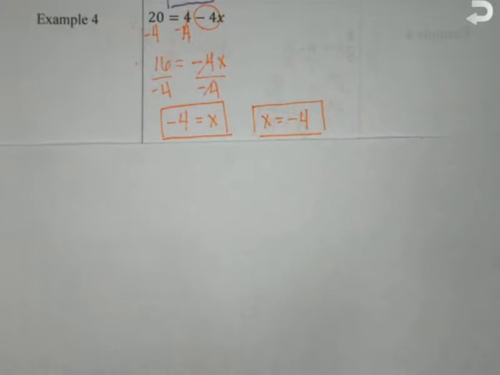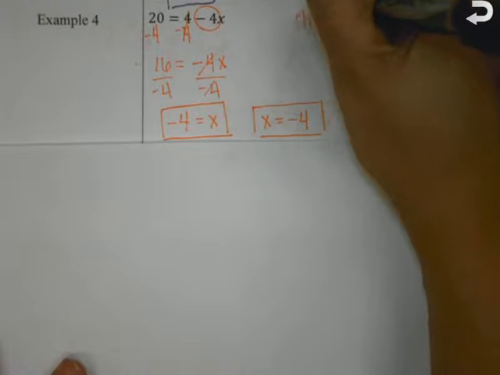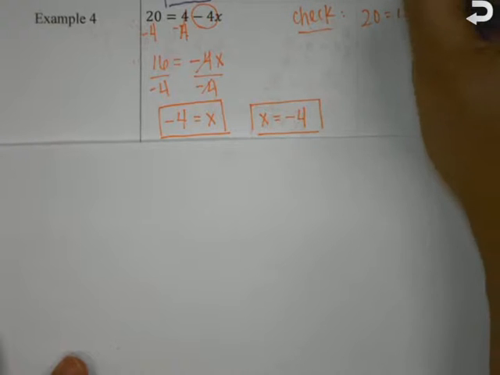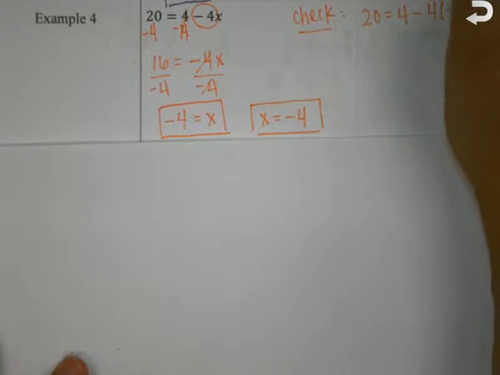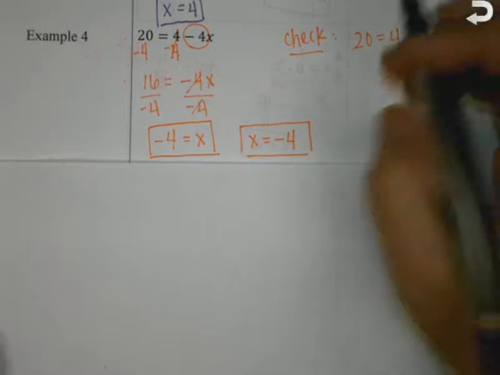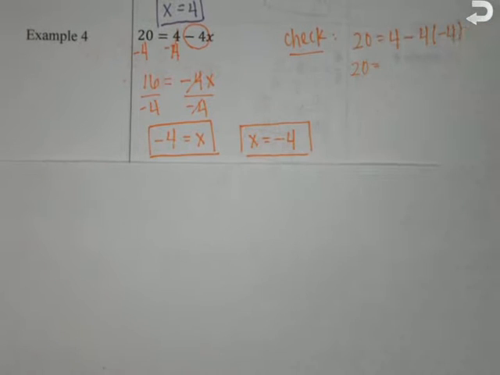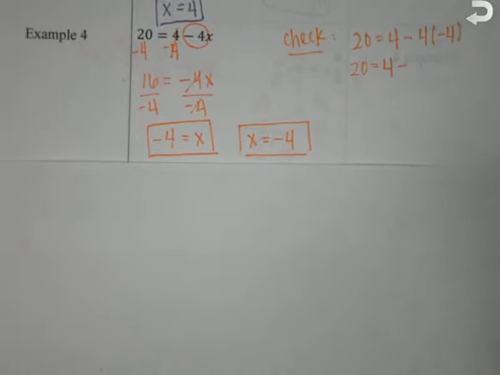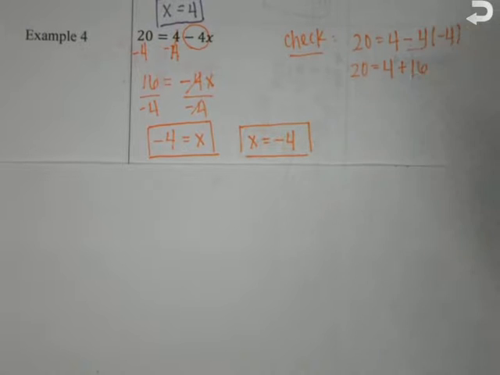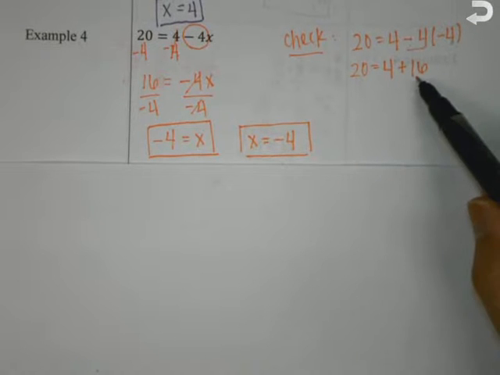Okay, so let's check it. 20 equals 4 minus 4 times -4. That's a lot of 4s. Okay, so 20 equals 4 minus, what's -4 times -4? Positive 16. So this is actually going to be 4 plus 16. And what's 4 plus 16? 20. So we got the right answer.